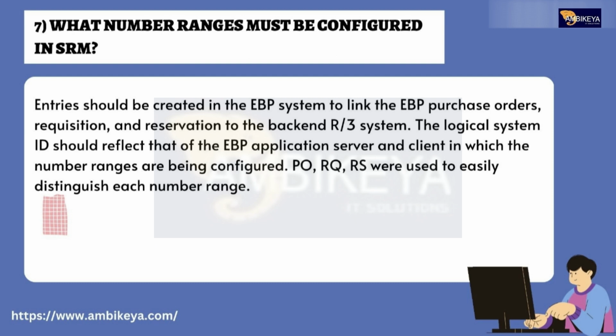Question number 7. What number ranges must be configured in SRM? Entries should be created in the EBP system to link the EBP purchase orders, requisition, and reservation to the backend R/3 system. The logical system ID should reflect that of the EBP application server and client in which the number ranges are being configured. PO, RQ, RS were used to easily distinguish each number range.